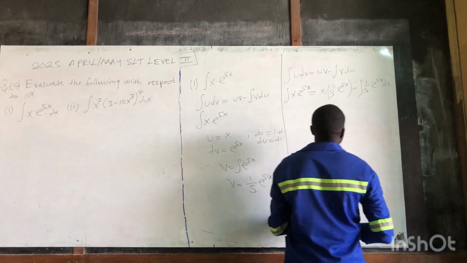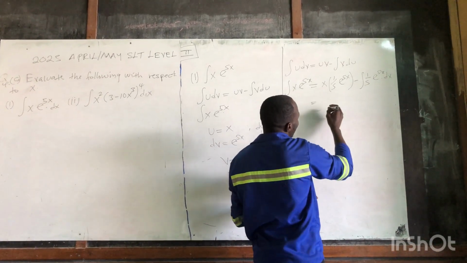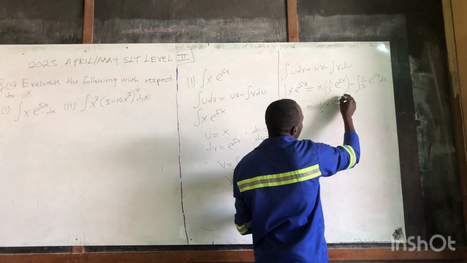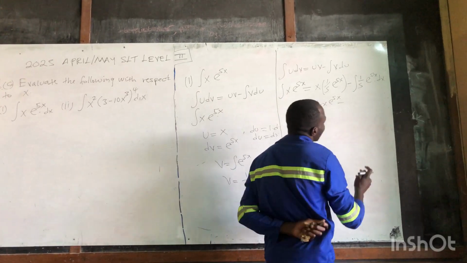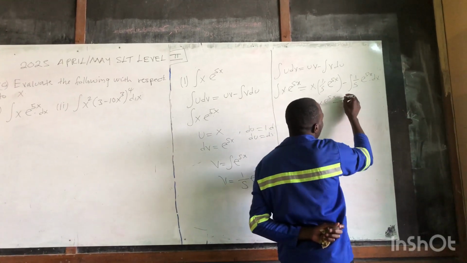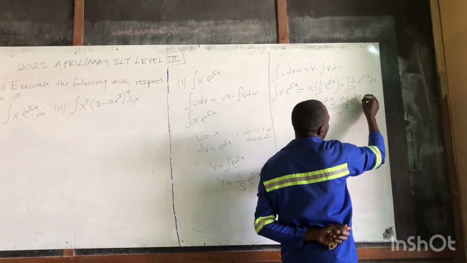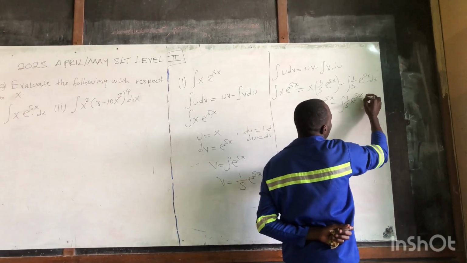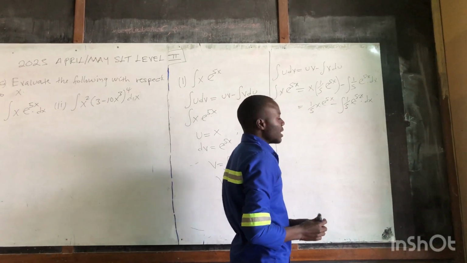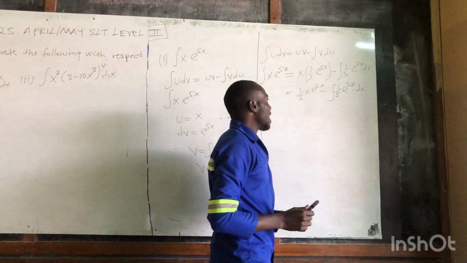So x times 1 over 5 gives 1 over 5 x exponential 5x, minus the integral of 1 over 5 exponential 5x dx. Now we cannot leave the answer there. Since we are integrating, we don't need an integral symbol in the final answer.